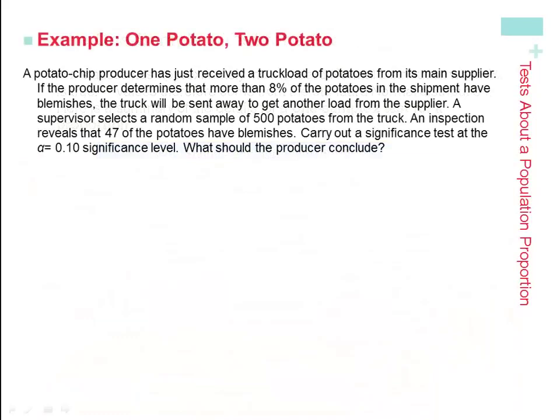Here's an example we talked about earlier with the potato chip producer. The potato chip producer has just received a truckload of potatoes from its main supplier. If the producer determines that more than 8% of the potatoes in the shipment have blemishes, the truck will be sent away to get another load from the supplier. A supervisor selects a random sample of 500 potatoes from the truck, and inspection reveals that 47 of these potatoes have blemishes. I want to carry out a significance test at the alpha is equal to 0.10 significance level. What should the producer conclude about the truckload of potatoes?